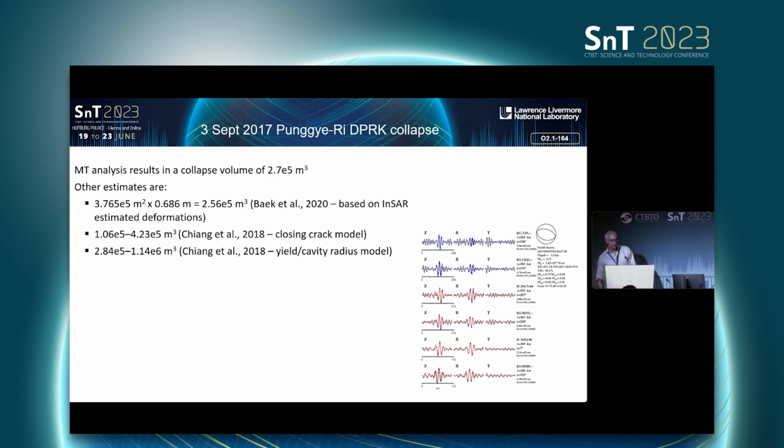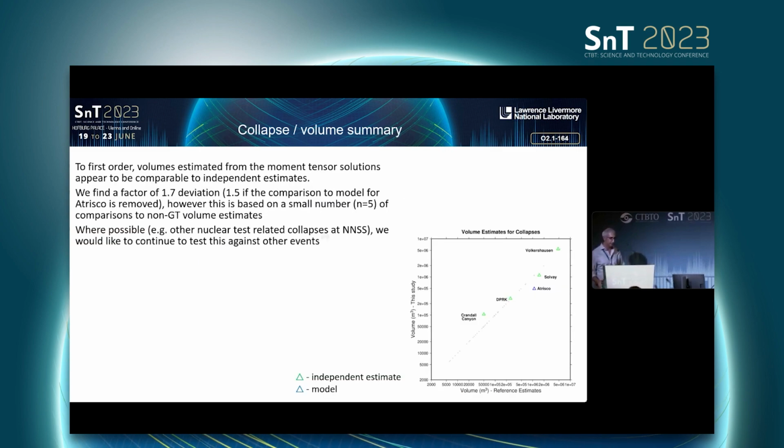And then coming back to North Korea here, we have a moment tensor analysis of the collapse volume. And again, there's a number of different estimates, but it seems within the ballpark. So this seems a reasonable way of predicting the volume. If we compare all of these, it seems to be a reasonable estimate. There's less than a factor of 2 deviation in our comparisons to the other comparisons, which of course in most cases are not a ground truth estimate.